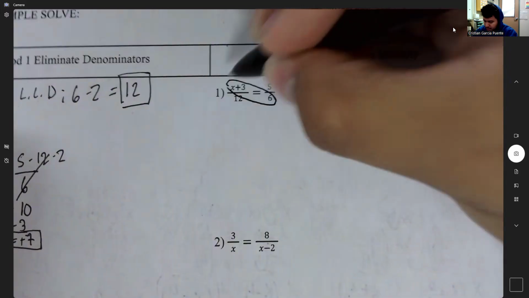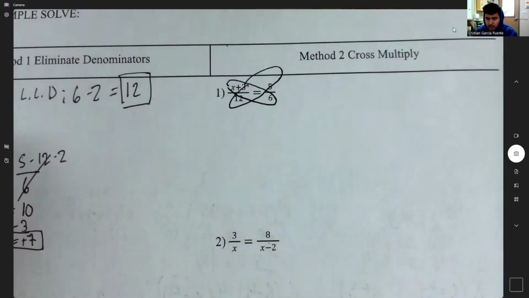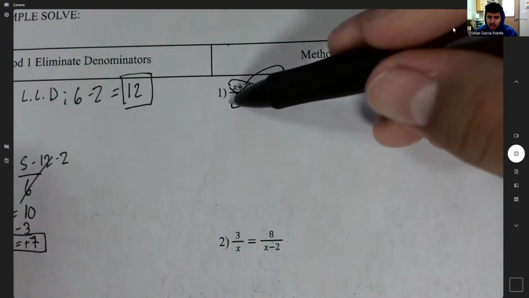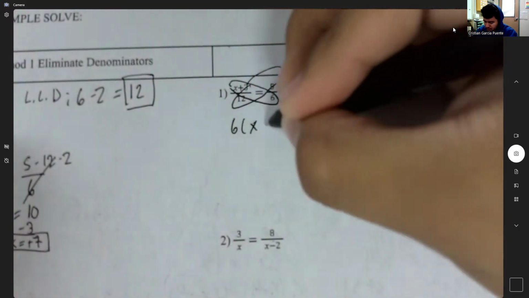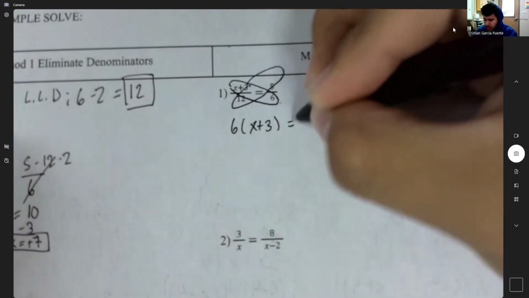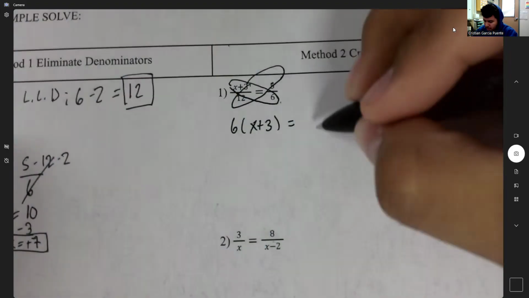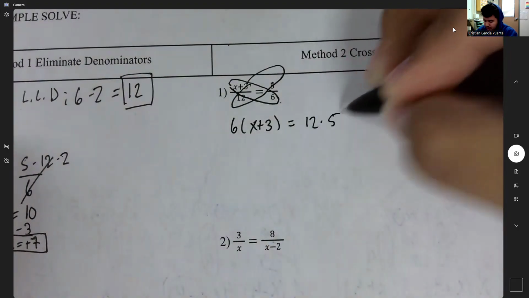Start by circling diagonals. So over here, what do I have in my first circle? I have an x plus 3 and a 6. So write this number first and then your x plus 3. What about my second circle? What do I have? 12 and 5. So you'll put 12 times 5.